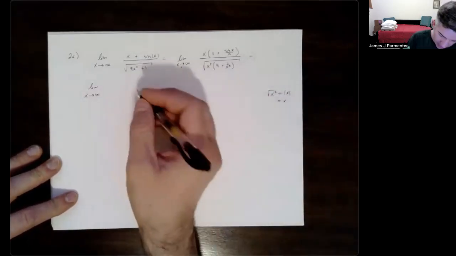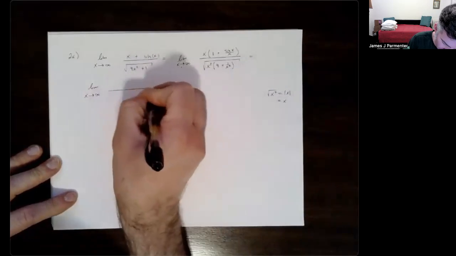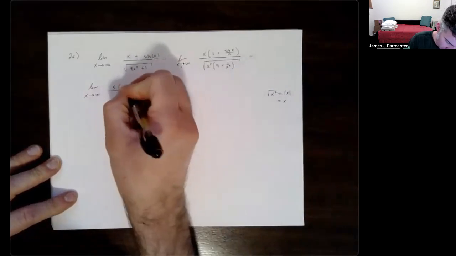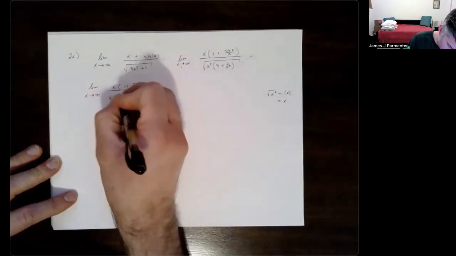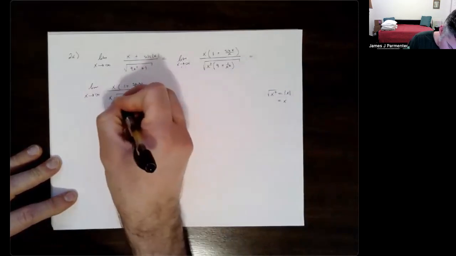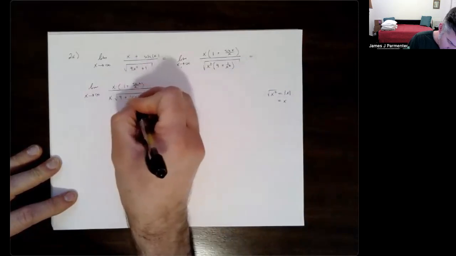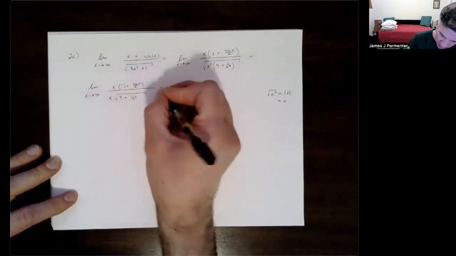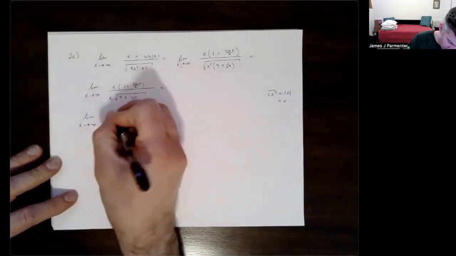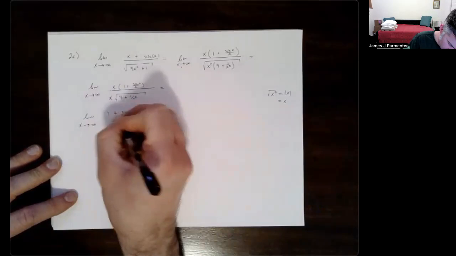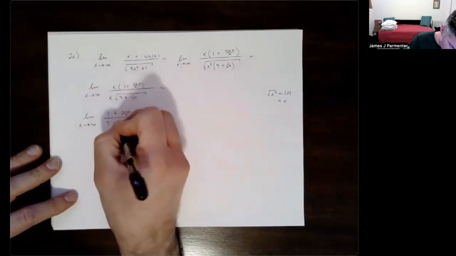So I'm going to rewrite this as the limit as x goes to infinity of x times (1 + sin x over x) over x times the square root of 9 + 1 over x squared. Those x's cancel, and we're left with the limit as x goes to infinity of (1 + sin x) over the square root of 9 + 1 over x squared.